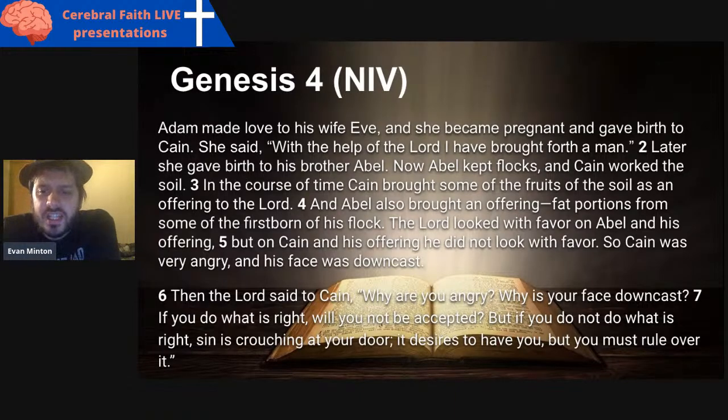Then the Lord said to Cain, "Why are you angry? Why is your face downcast? If you do what is right, will you not be accepted? But if you do not do what is right, sin is crouching at your door. It desires to have you, but you must rule over it."